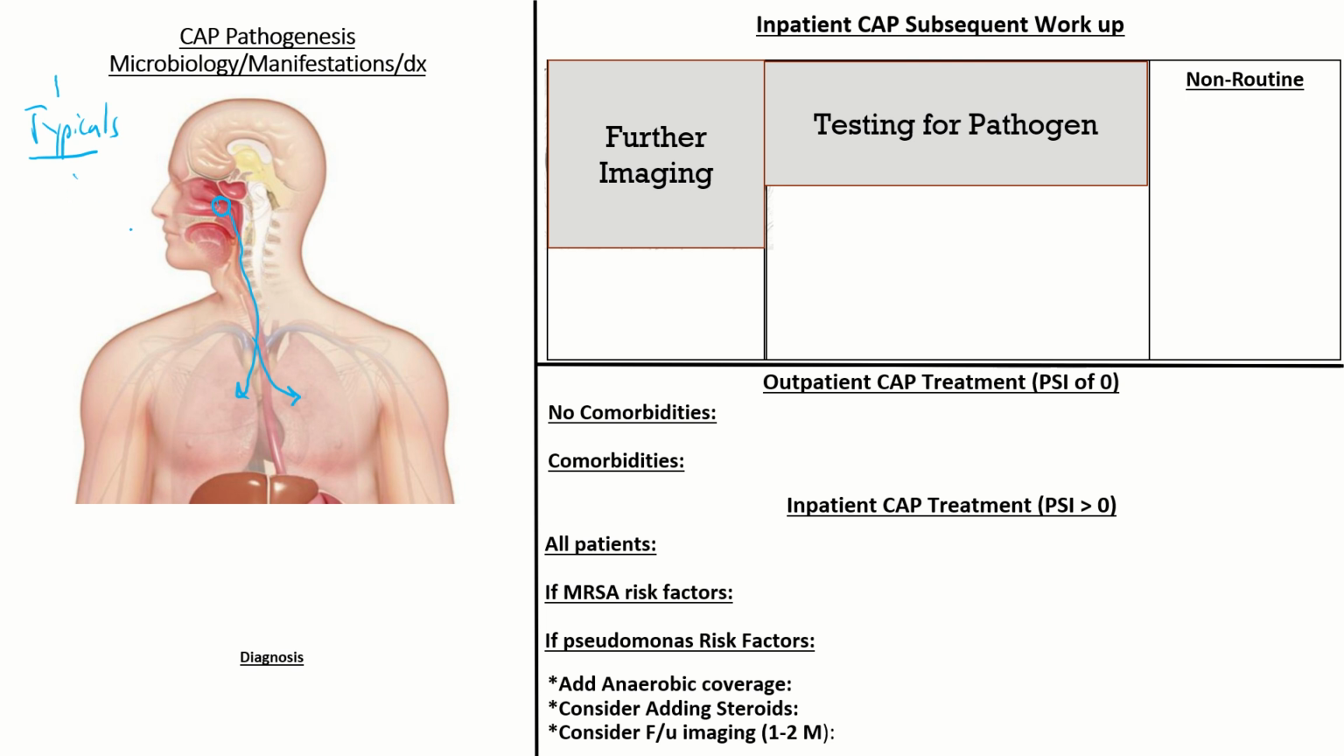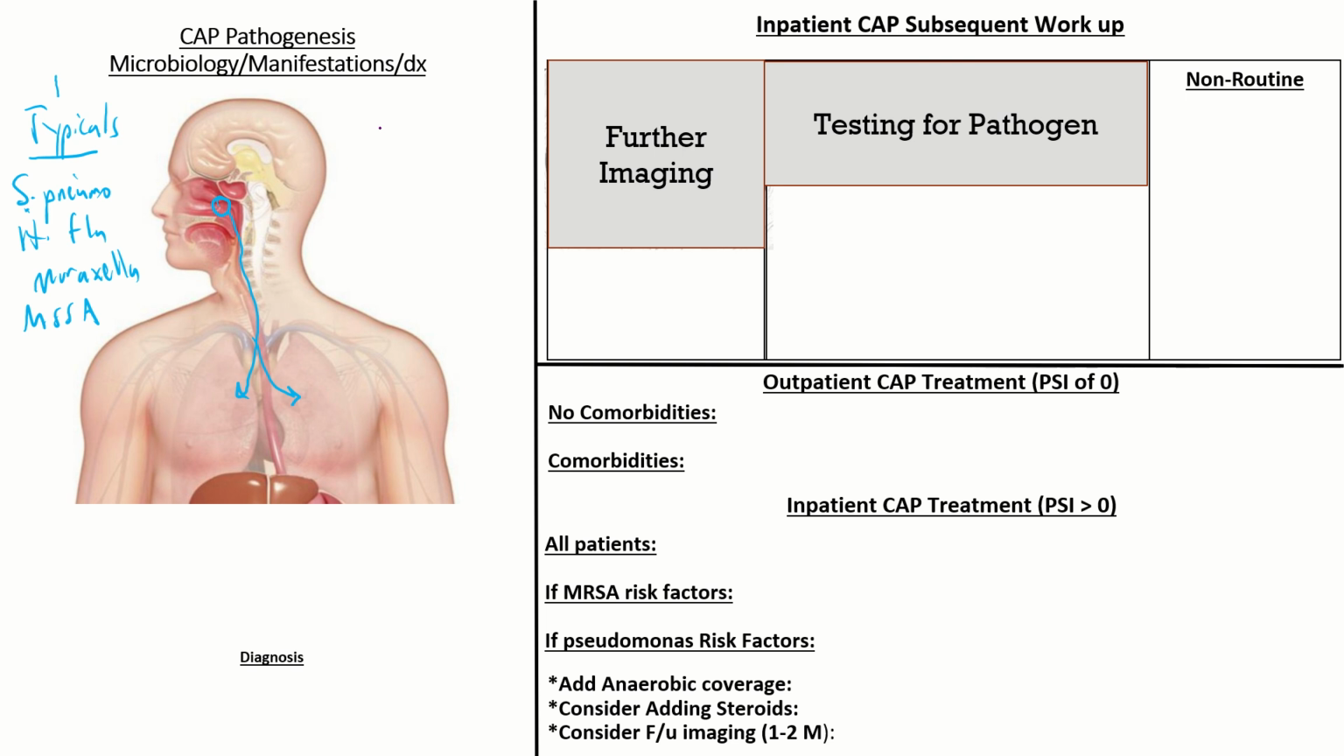The bugs that you think about most commonly are going to be your strep pneumo, H. flu, Moraxella, and then in some cases MSSA. All right, so remember they live in the nasopharynx. They get into your lungs really by microaspiration. All typicals is either macroaspiration or microaspiration.